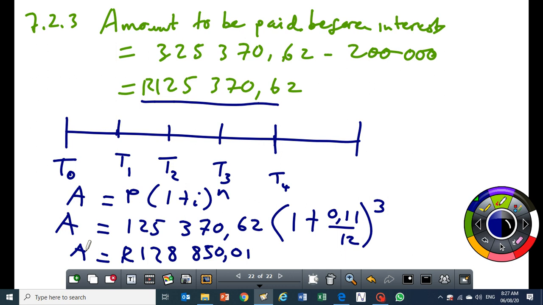And please, this amount can be paid between T3 and T4. If it gets to T4, then it means n is going to become 4. So it has to be paid within, or rather between T3 and T4. So that's when it has to be paid. Alright? So that's it. Is there anyone who's got a question?